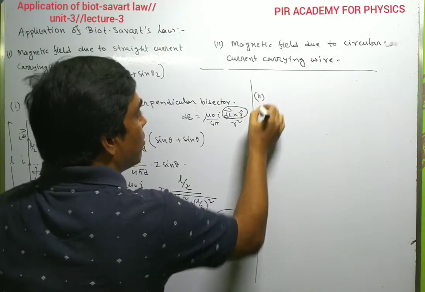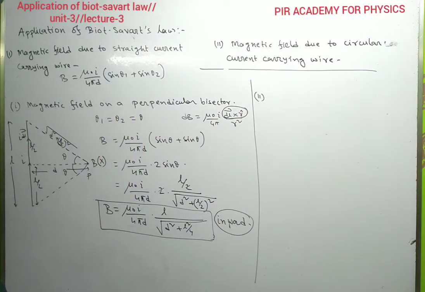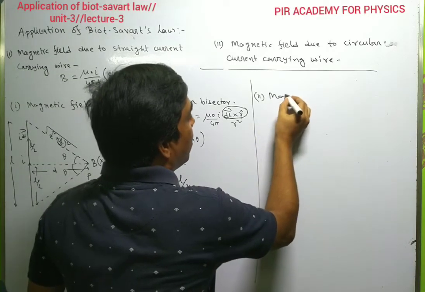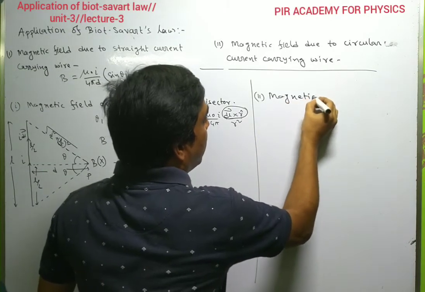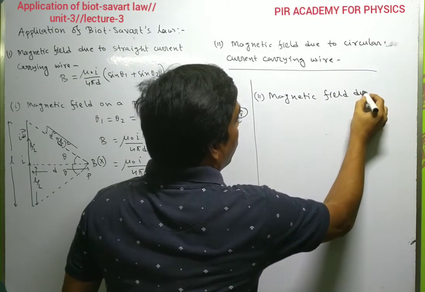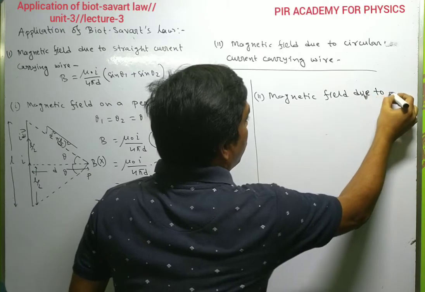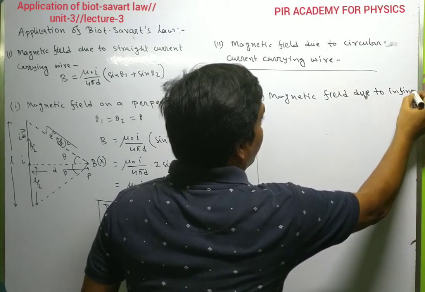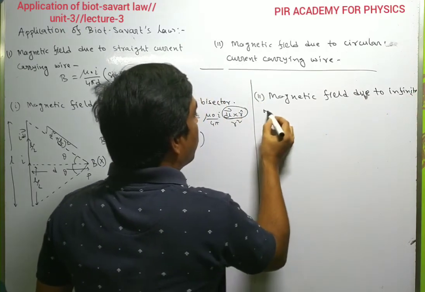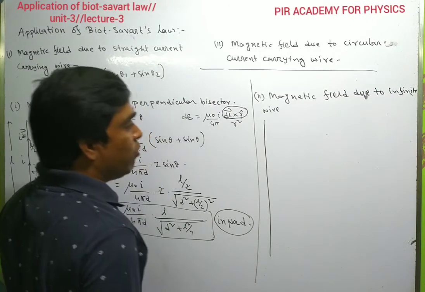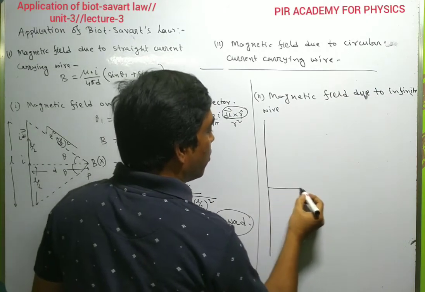Number two is magnetic field due to an infinite wire. So the length of this wire is infinite.